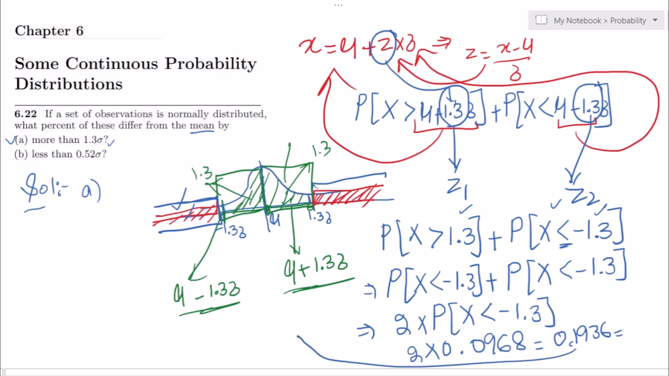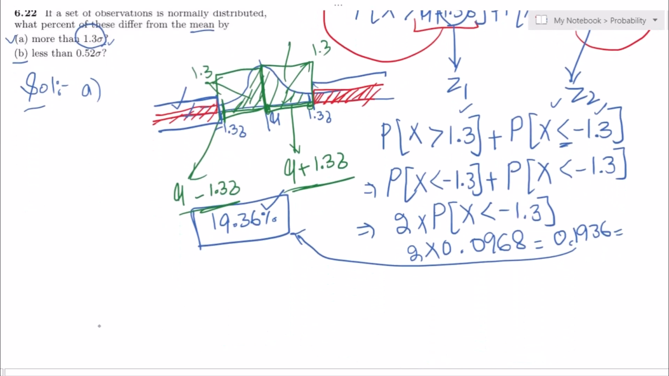Let me solve it here. It is 19.36%. So the area which is more than this value is 19.36% of the overall normal distribution. Okay, so that is the solution of part A of my question. Now let us move to part B, and here the value is less than 0.52 sigma.